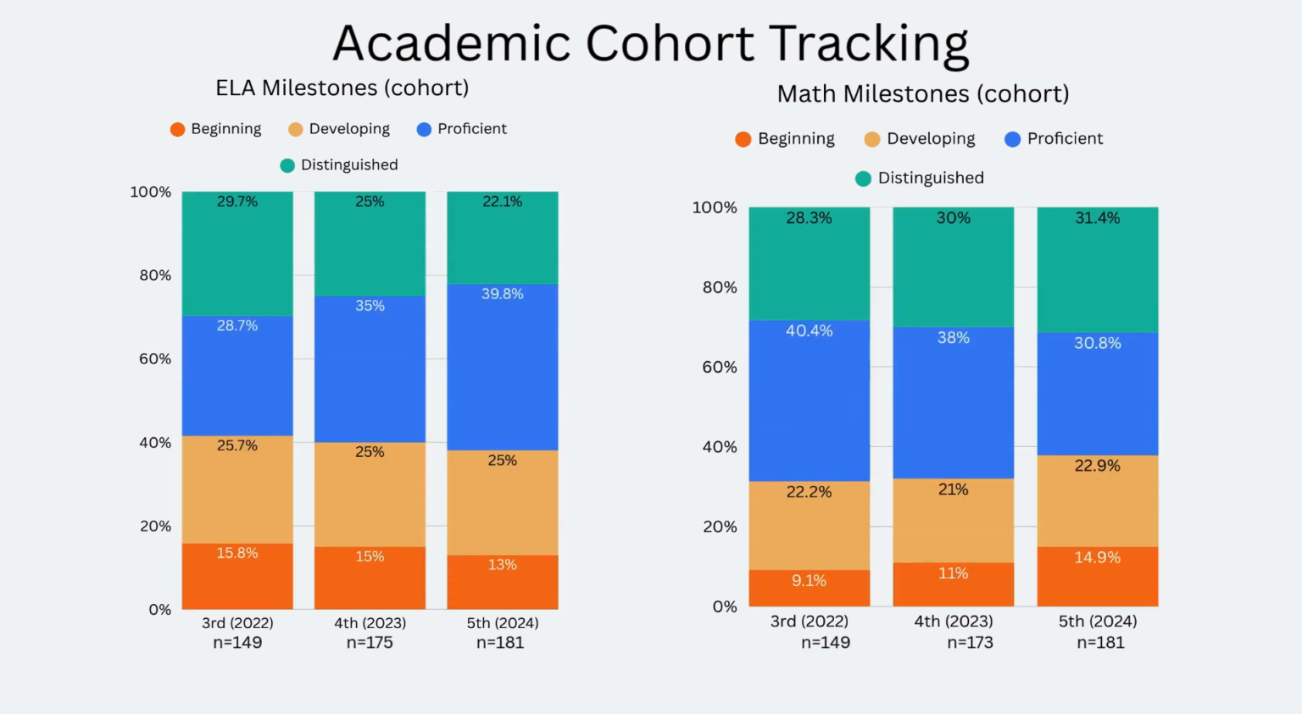Instead of just looking at static grade levels, let's follow the same cohort of students from third grade in 2022 to fourth grade in 2023, and finally fifth grade in 2024. This cohort data shows excellent vertical alignment. In ELA, proficient and distinguished scores went from 58.4% in third grade to 61.9% in fifth grade. In math, the growth is even more pronounced, with proficient and distinguished scores rising from 68.7% to 71.2%. Our teachers are successfully growing the students they have over time.